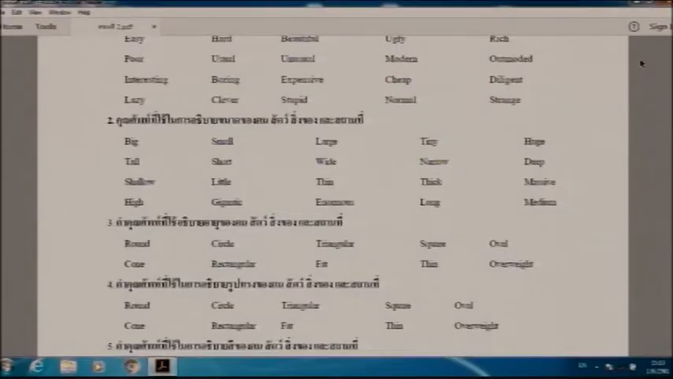To continue, let's talk about adjectives that talk about quality. Quality of something.